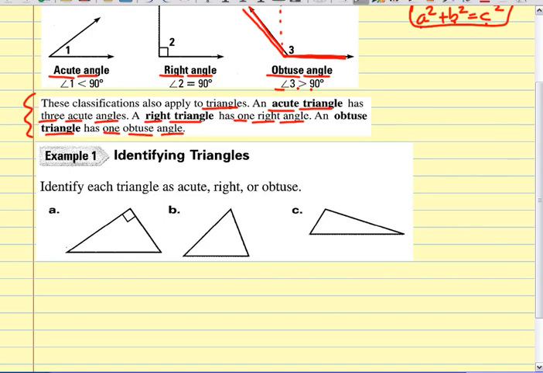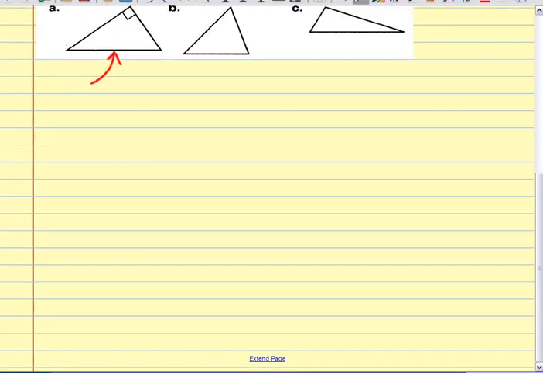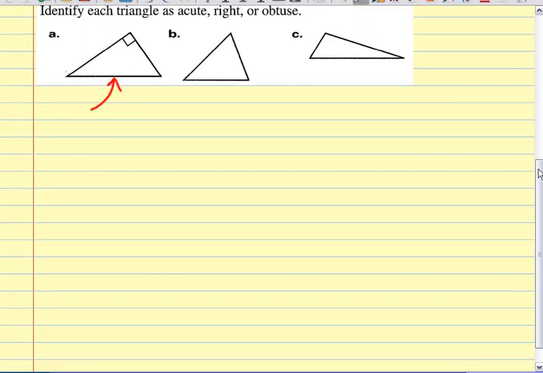Now, let's look at this. It says identifying triangles. Let's look at this first one. What do you think that one is, Elise? It has 2 acute angles, and then it has a right angle. So what do we call that triangle? A right triangle. A right triangle is a triangle with 1 right angle. The other 2 are going to be acute.